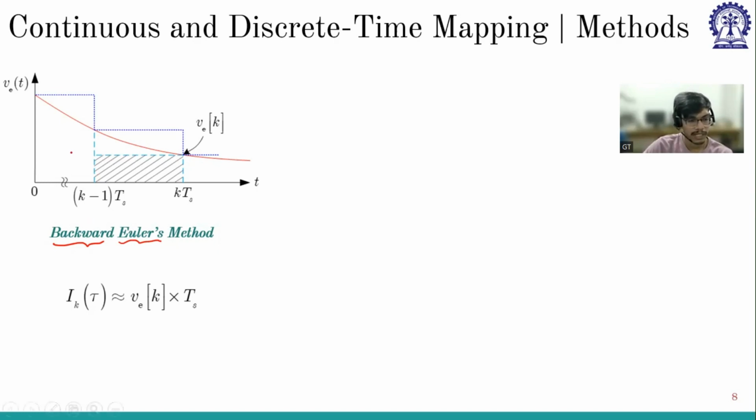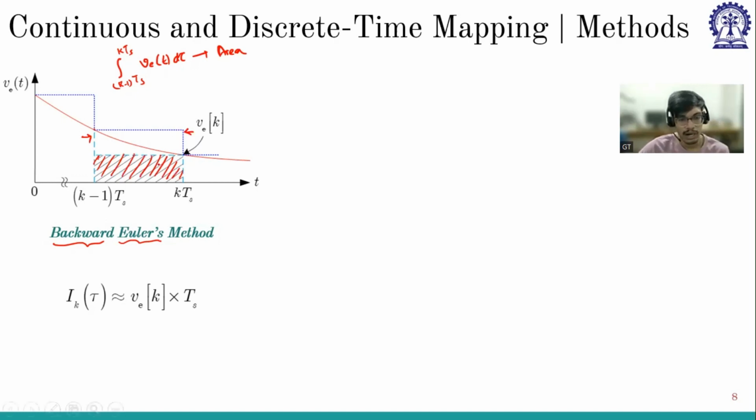backward Euler's method says, say we are considering Ik of tau. Ik of tau is what? Integral from (k minus 1)TS to kTS of V error of tau d tau. So integration is what? Area, right? So from this region to this region. So backward Euler will take the instant at V of k, and we'll consider this area. So this is one possibility.